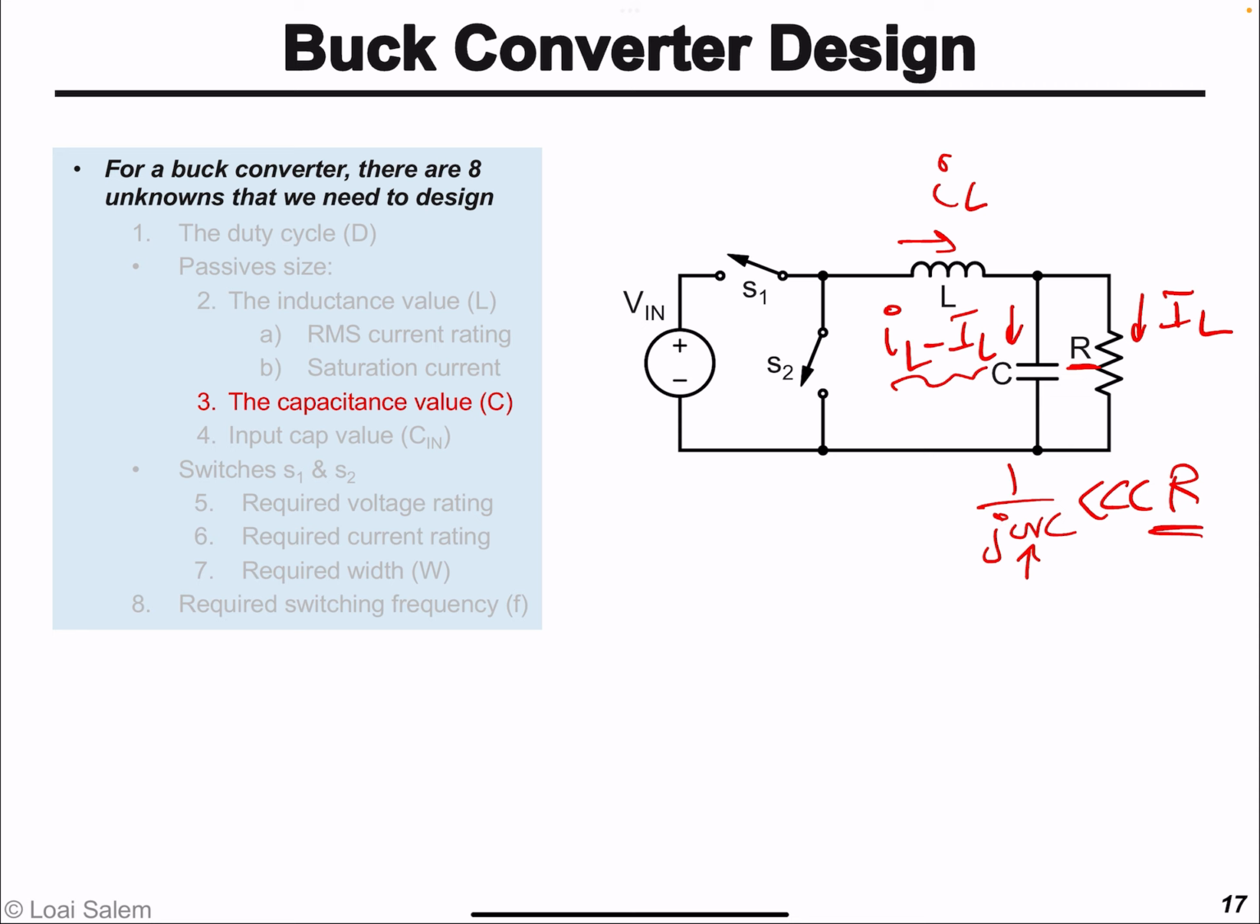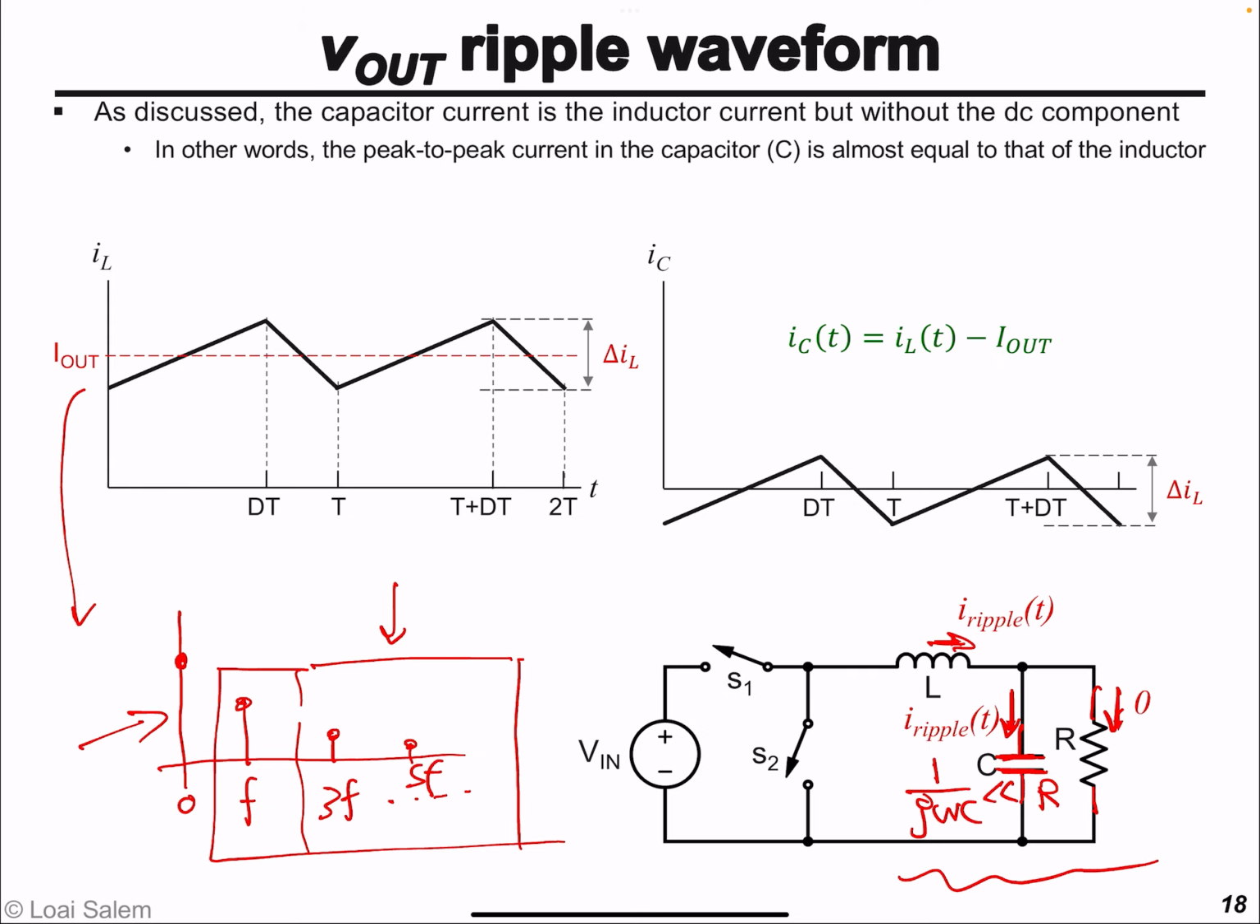As you can see, the inductor current's DC component flows into the load resistance because the capacitor at DC is open circuit, while its harmonics flow into the capacitor. And so the capacitor current, as I just mentioned, is the inductor current with its DC component removed, which is the output load current I out. Basically the inductor current looks triangular as shown in this figure, with a peak to peak value of delta IL.